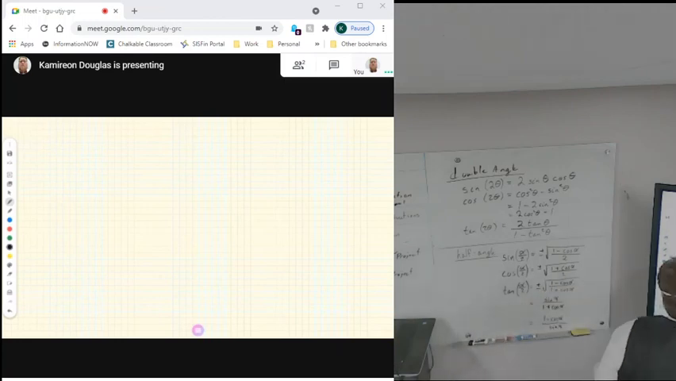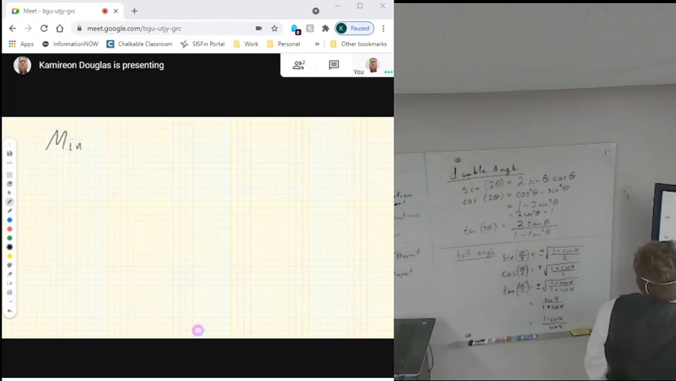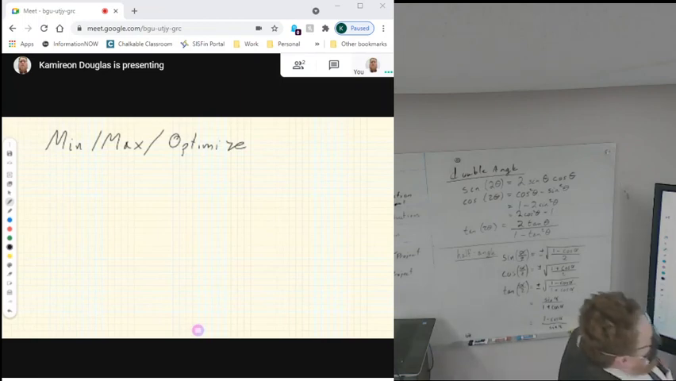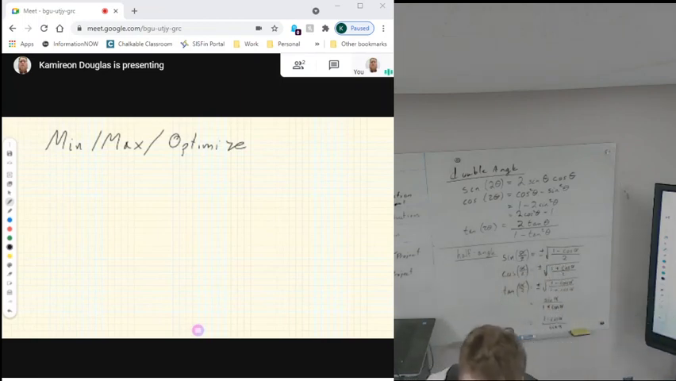So, key terminologies. Things like minimum, maximum, optimize. So, minimums, maximums, and optimizations. If any of these words or phrases is used in a problem, it is indicating you're supposed to look at the derivative. It does not mean take a derivative. There's a key distinction there. It means look at the derivative.